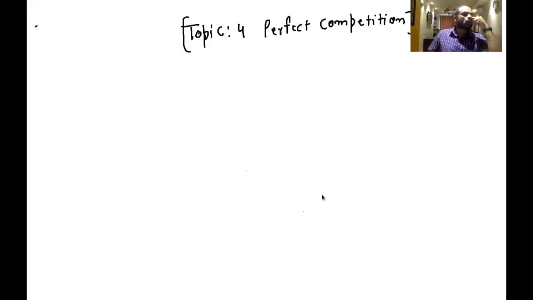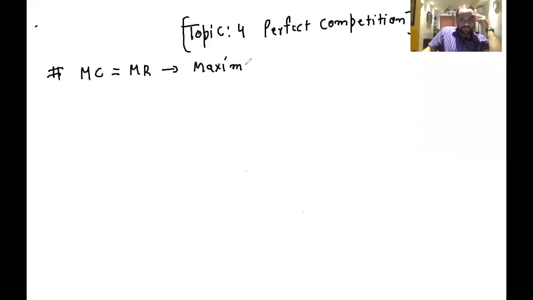In the previous lecture, we also looked at profit maximization. So what is the situation where we're going to maximize our profit? Where marginal cost is equal to marginal revenue is the situation where a firm is going to maximize its profit.